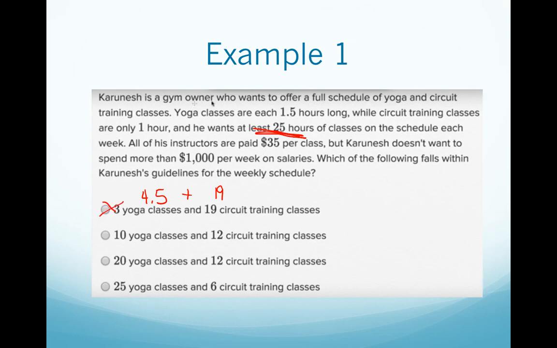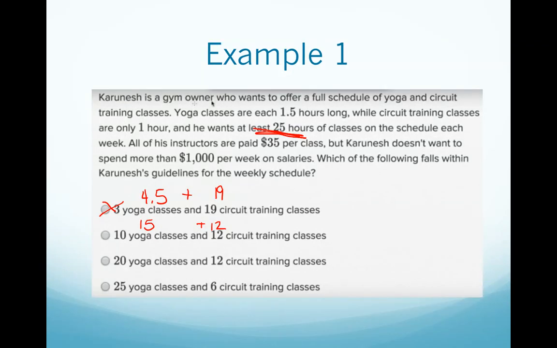We don't even have to worry about the money. Here are 10 yoga classes that are an hour and a half long. That's going to be 15 hours of classes plus 12 hours of circuit training, since they're an hour each. That will meet our 25-hour criteria. So that's one of our remaining choices. And then here you can kind of see this is going to meet the criteria without even adding it up, because you have those 20 yoga classes, which is more than you had here with the same number of circuit training. And then here, this is obviously going to meet it because 25 hours of classes, but these are an hour and a half each. So we really could only eliminate the first choice based on time.